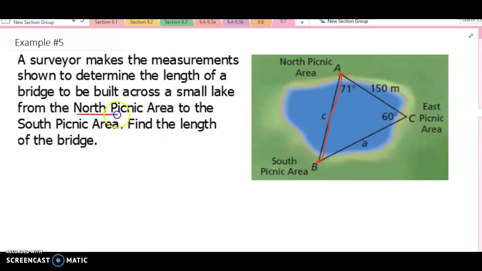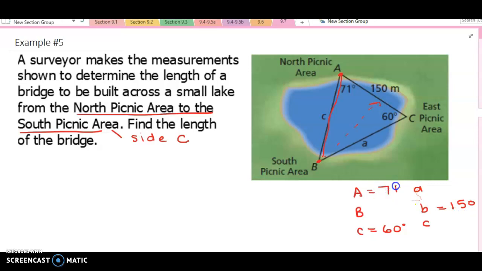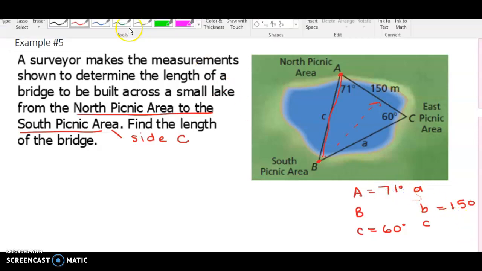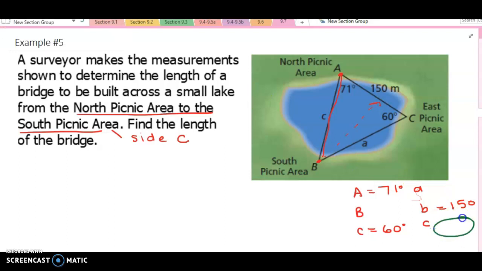This tells me we're looking for side c. That's what we're trying to find, the length of that bridge. If it helps you, you can go ahead and label big A, big B, big C, little a, little b, little c. We know that angle C is 60 degrees. This is side b, so b is 150, A is 71 degrees. This here is what we want to find.